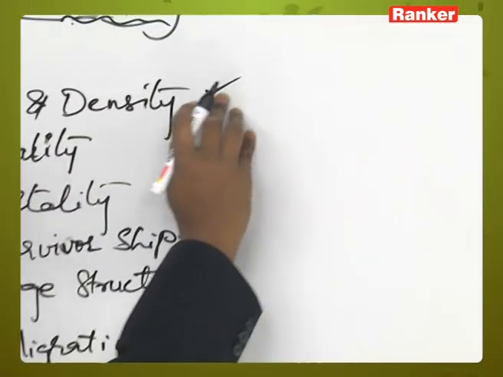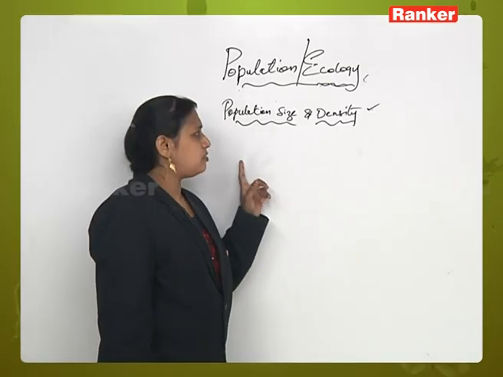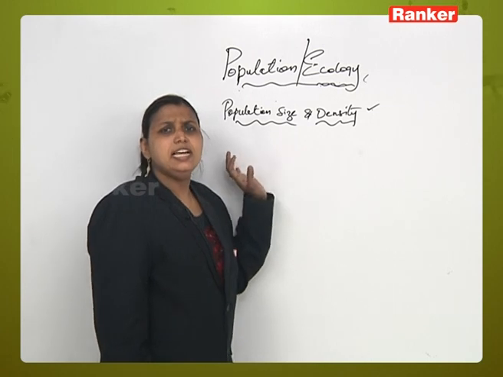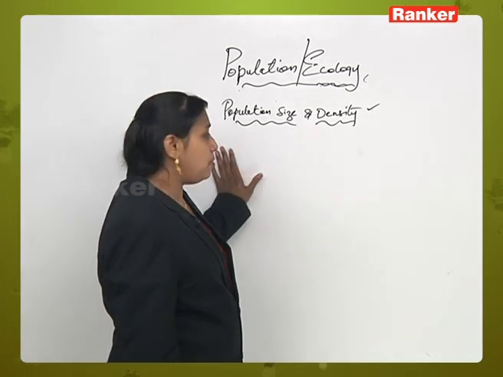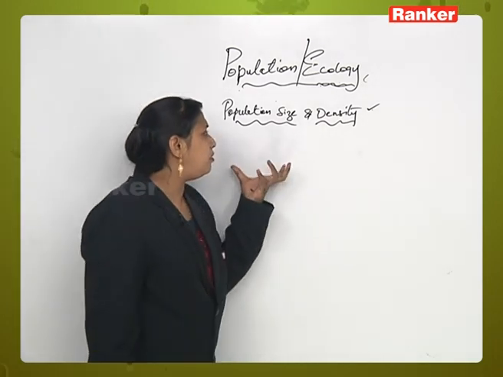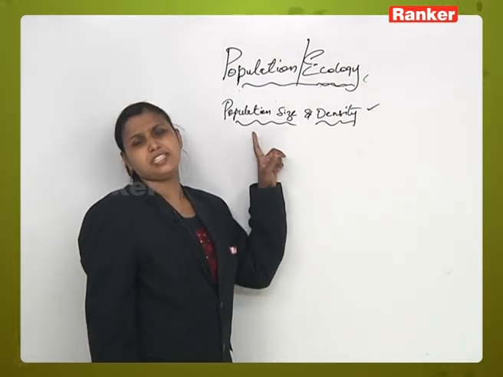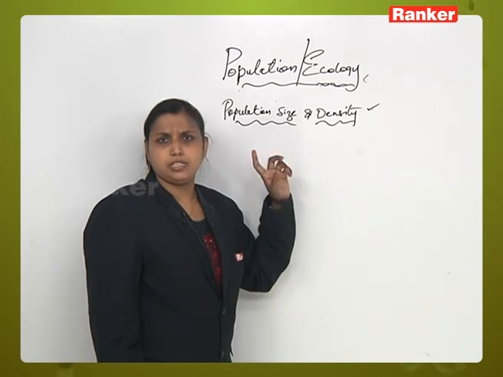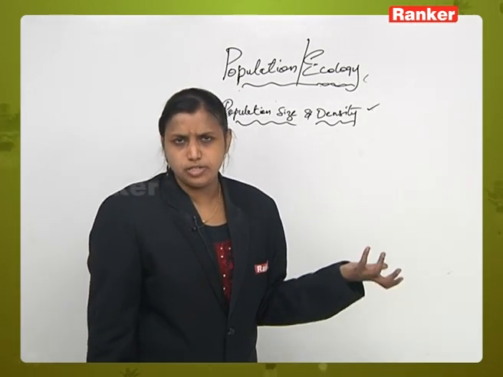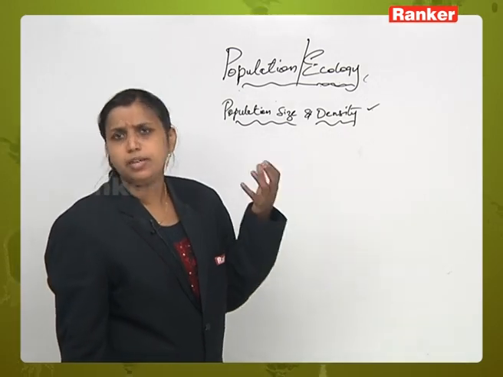So, what is population size and density? First characteristic, as we said, is population size and density. What is population size here? The number of individuals existing in a population is called the size of the population. This is the basic concept here. Size means the number. If there are 100 individuals living, then the size of the population will be 100, right.